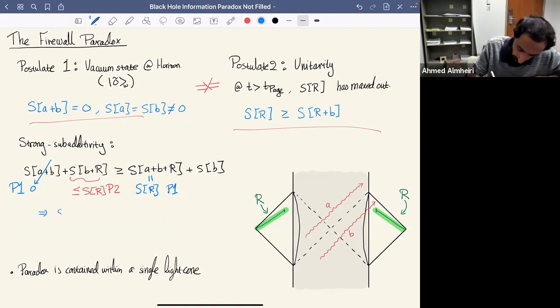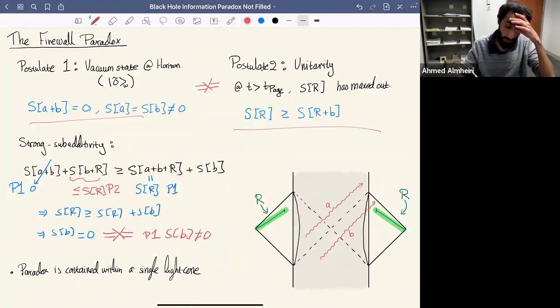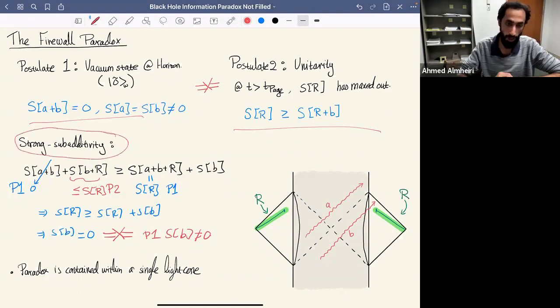Just simplifying, we would get S of R is greater than or equal to S of R plus S of B, which implies that S of B is less than or equal to 0, but entropy can't be negative, so that just means that S of B is equal to 0, but this contradicts postulate 1, right? Because from postulate 1, we have S of B is not equal to 0. The statement is that the requirement to have postulate 1 and postulate 2 both be true requires a quantum state that is not consistent with quantum mechanics. It's an impossible quantum state. It does not satisfy strong subadditivity.